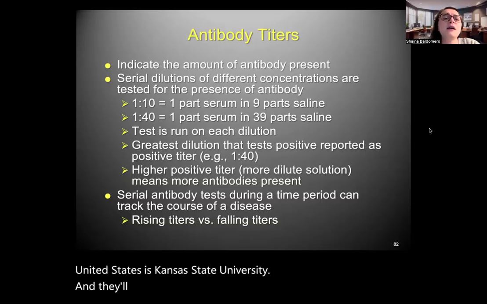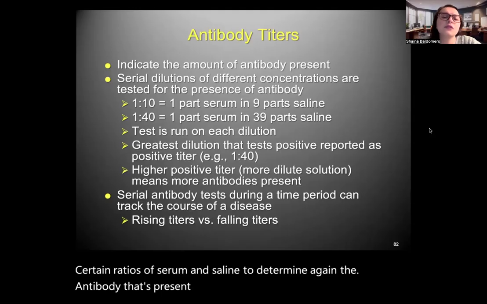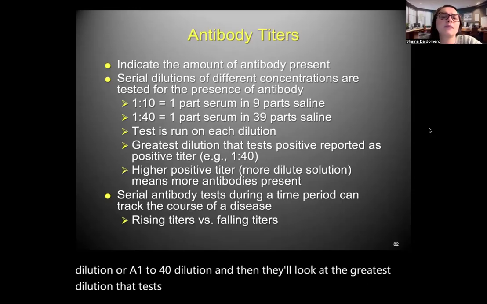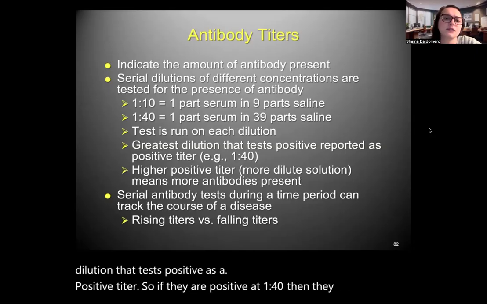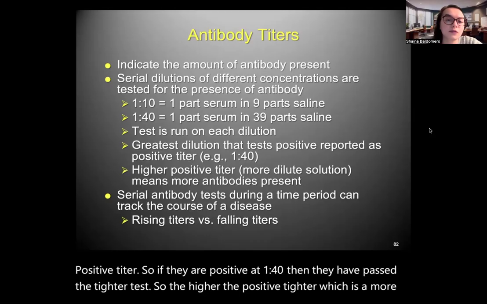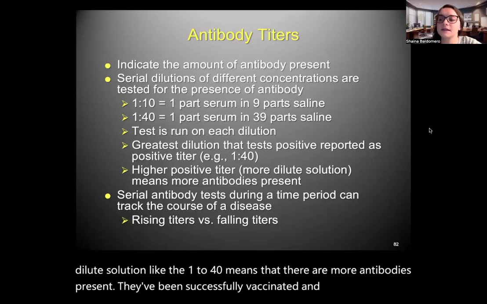They'll do certain ratios of serum and saline to determine the antibody that's present. Typically they'll do like a 1 to 10 dilution or a 1 to 40 dilution. Then they'll look at the greatest dilution that tests positive as a positive titer. So if they are positive at 1 to 40, then they have passed the titer test. The higher the positive titer, which is a more dilute solution, like the 1 to 40, means that there are more antibodies present. They've been successfully vaccinated and they have those antibodies in their system.